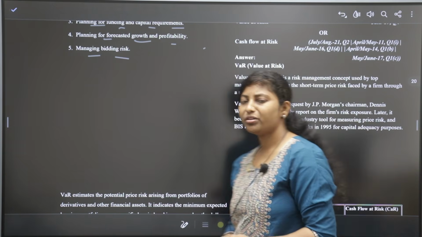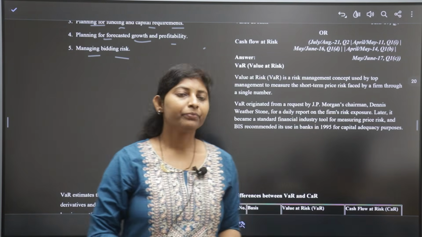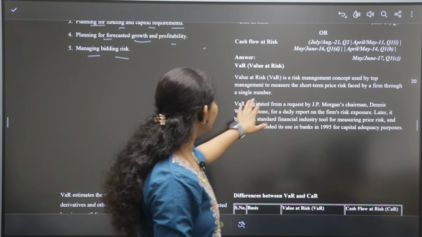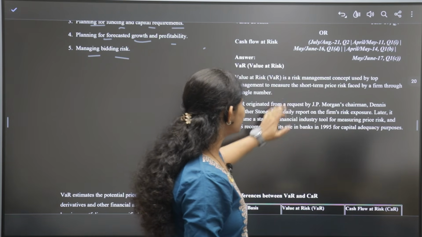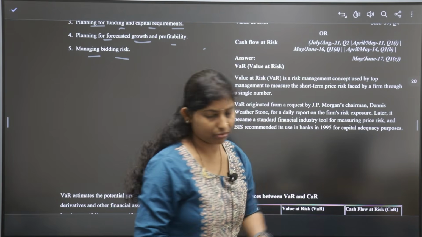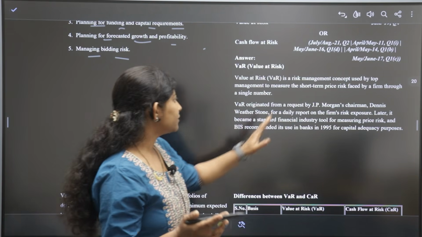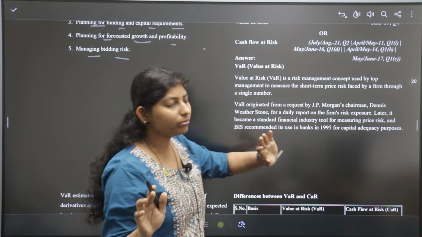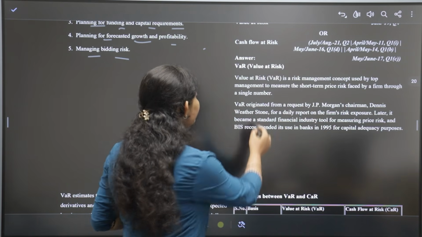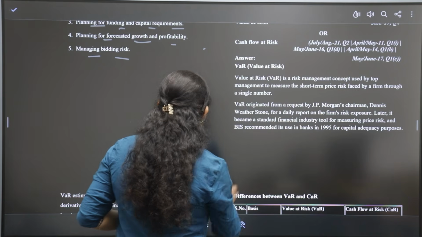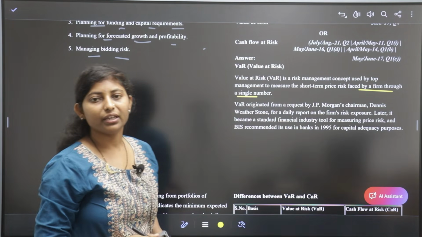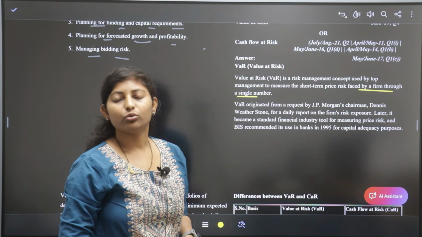So let's discuss what you mean by VAR. VAR is nothing but value at risk. Here VAR is a risk management concept used by top management to measure the short term price risk faced by a firm through a single number. It is very important, through a single number, VAR. You are measuring the short term price risk through a single number.